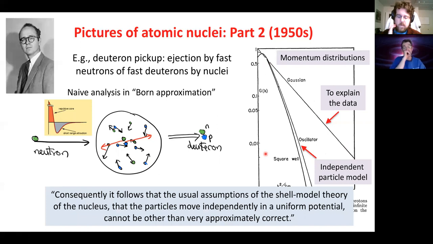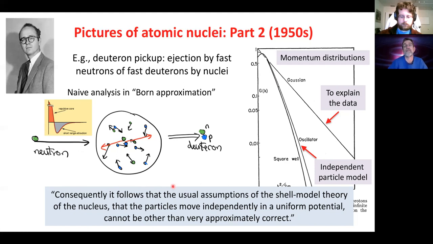What was their conclusion was that it means that the assumptions of that shell model, that they move independently, can't be correct, and it has to be only an approximation. And as a consequence, if you really want to explain the nucleus, you're going to have to take into account these high momentum pieces and the fact that the potential looks like this.